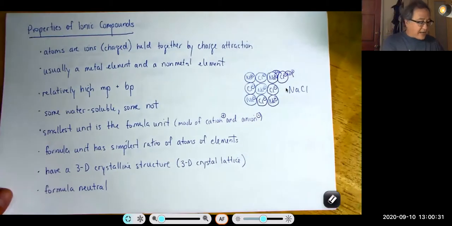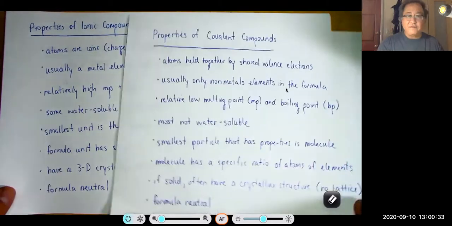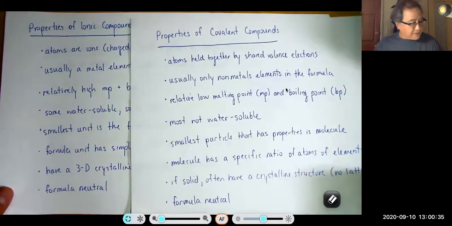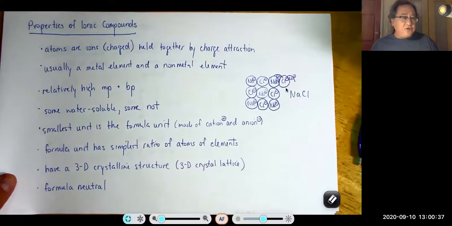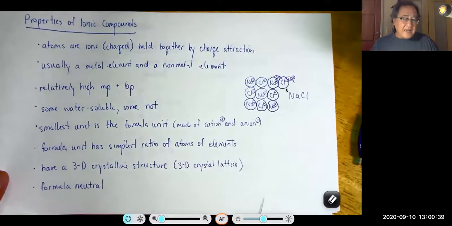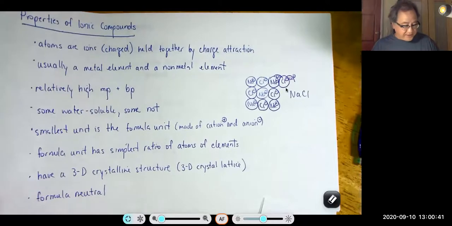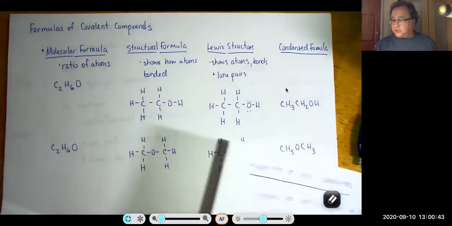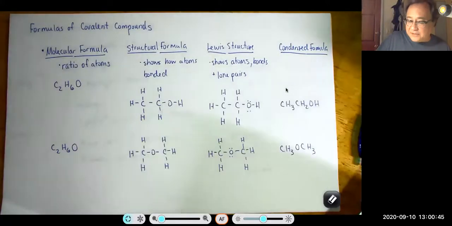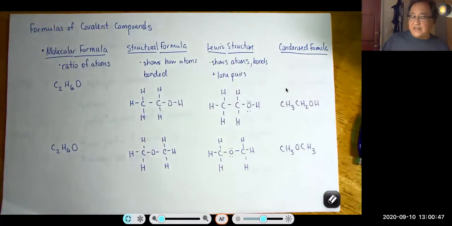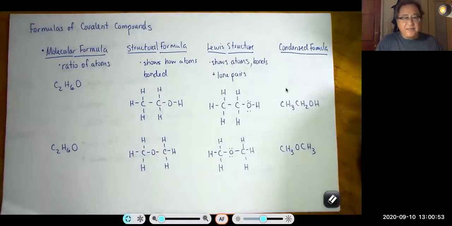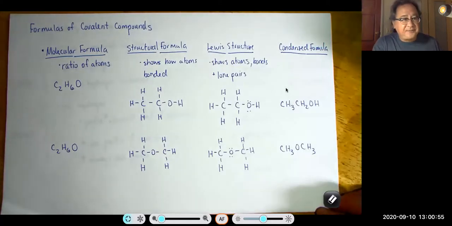So when you take a look at the comparison of properties of covalent compounds to properties of ionic compounds, if you know one list, you can bounce off of it and figure out what the other list is. I probably told you this before, but on exams, I often ask for a list of properties or a list of descriptions of particular things, and you should know those lists.